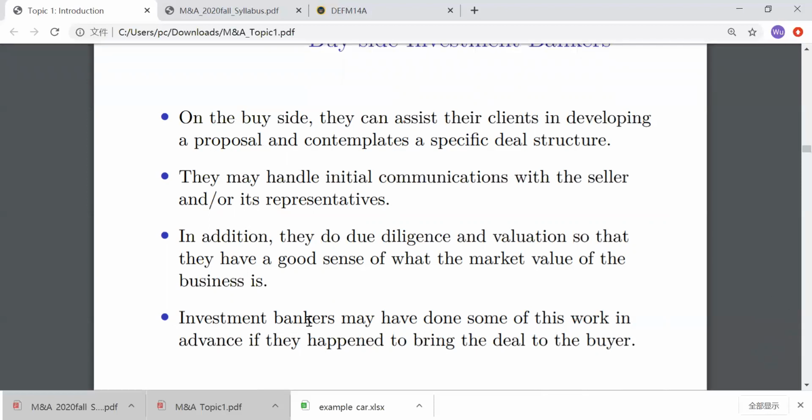And these investment bankers, the buy side investment banker, they might also do some of the due diligence in advance, if they happen to bring the deal to the buyer, right? For example, they might do the due diligence themselves in advance, right? And then they contact the buyer, say, we think that this target is valuable to pursue, right? And then present this deal to the buyer, so that buyer might be interested in buying this target, right? Of course, these investment bankers, they earn a commission, right? Typically from 10% to 20% from providing those services, right?